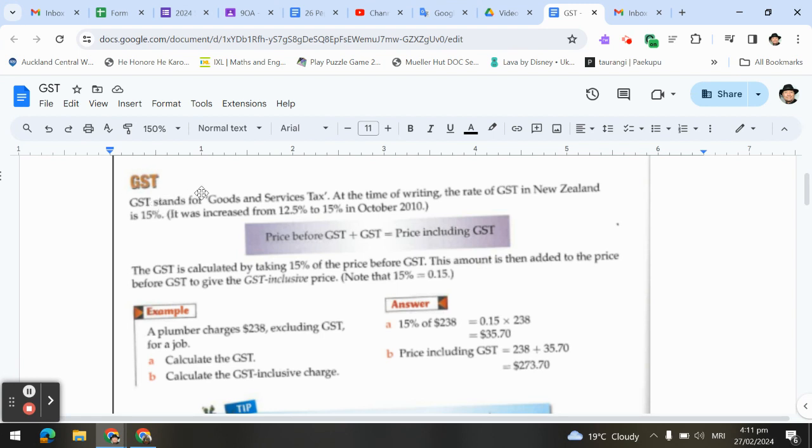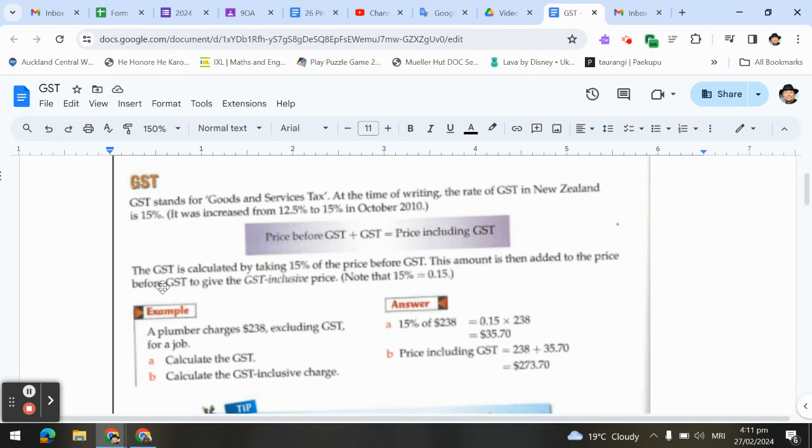And we're ready for this because now we know how to find percentages of amounts. So basically, the price before GST plus the GST is going to be equal to the price including the GST. And as of writing this, the GST in New Zealand is 15%. And if that changes, I'll show you where you would adjust that.